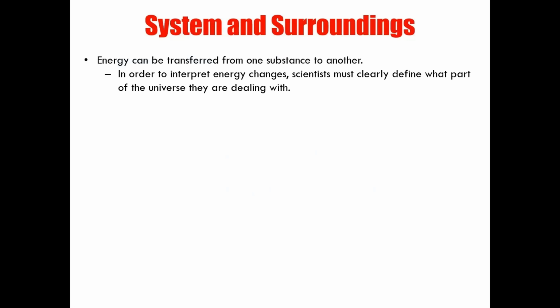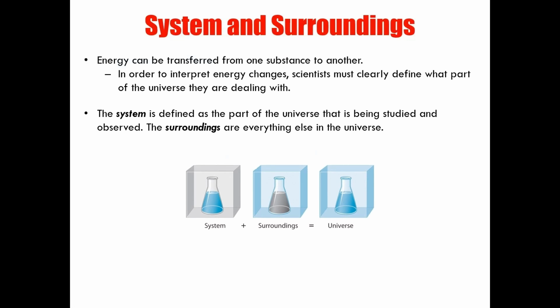And so, to focus attention on the chemical interaction within the chemical reaction, scientists have divided the universe into two categories, the system and the surroundings. The system is defined as the part of the universe that is being studied and observed. The surroundings are everything else in the universe.